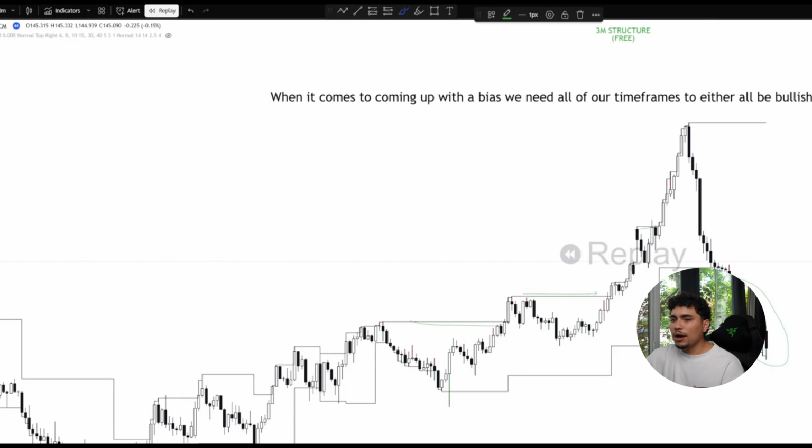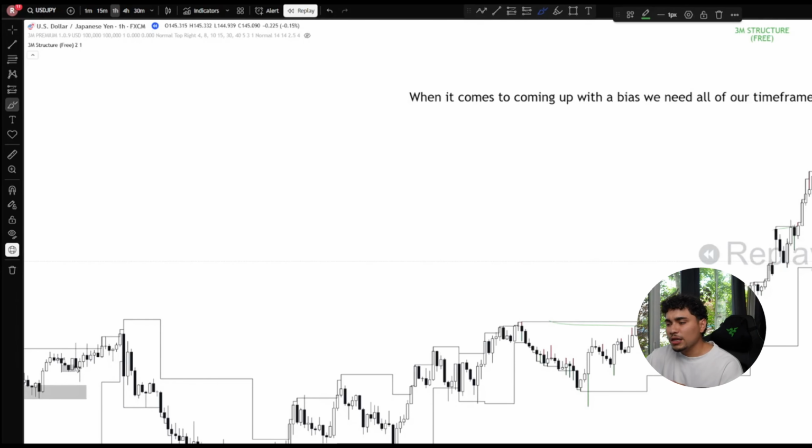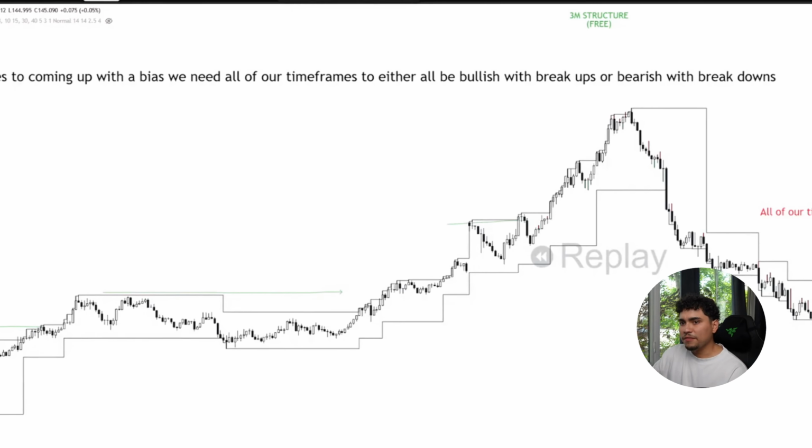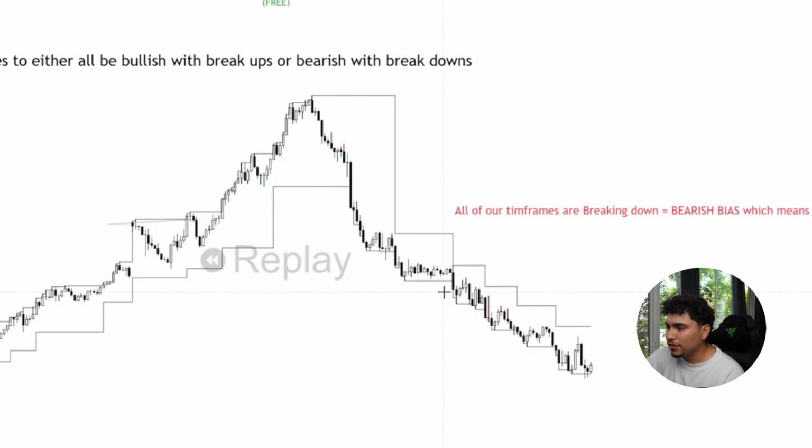So now that we know that the 1-hour is bearish, we can step down to the 15-minute and look for the exact same thing. And like I said, the strategy is simple and stupid, but it works. Now last but not least, we're in the 15-minute. We can clearly see that the 15-minute is breaking down, equaling a bearish bias. Why? Because all of our time frames combined, the 4-hour, the 1-hour, and the 15-minute are all bearish with breaks to the downside, meaning that we're gonna be looking for sells.